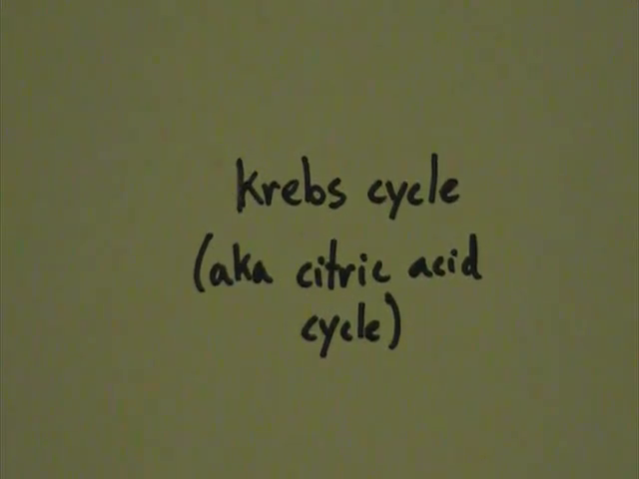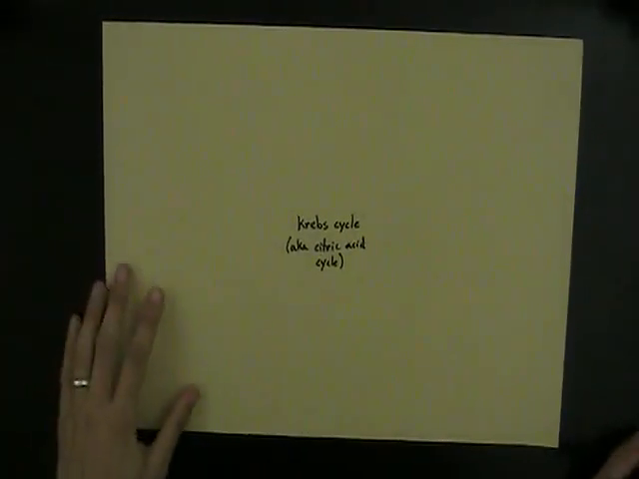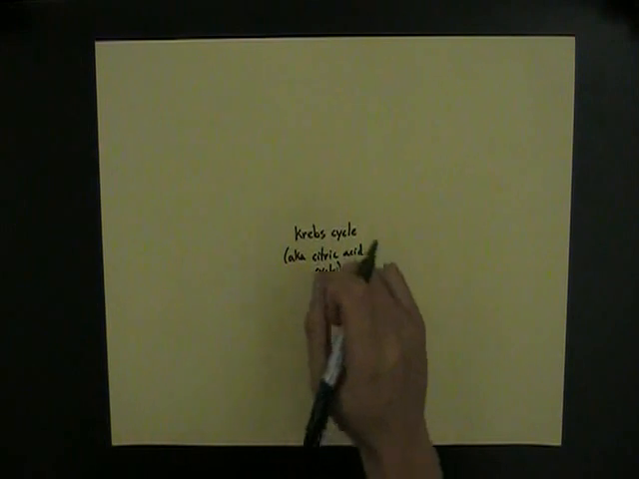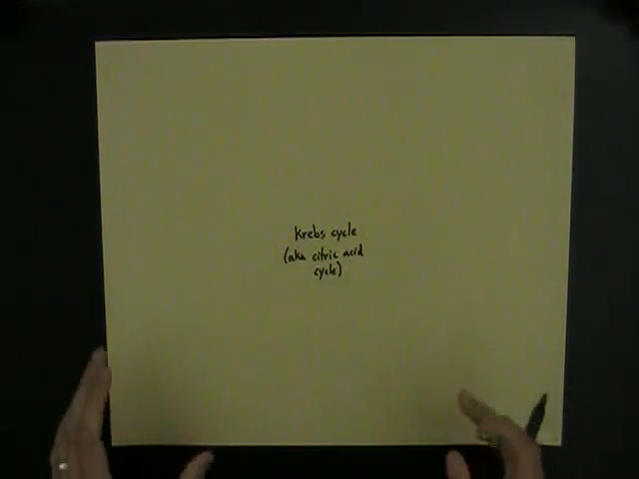Okay, welcome to the video reviewing the Krebs cycle, also known as the citric acid cycle. This is the second stage in aerobic respiration. Remember, anaerobic respiration does not involve this step. I recommend that you follow along with a piece of paper and draw what I'm drawing so that you can gain a better understanding of what's going on.